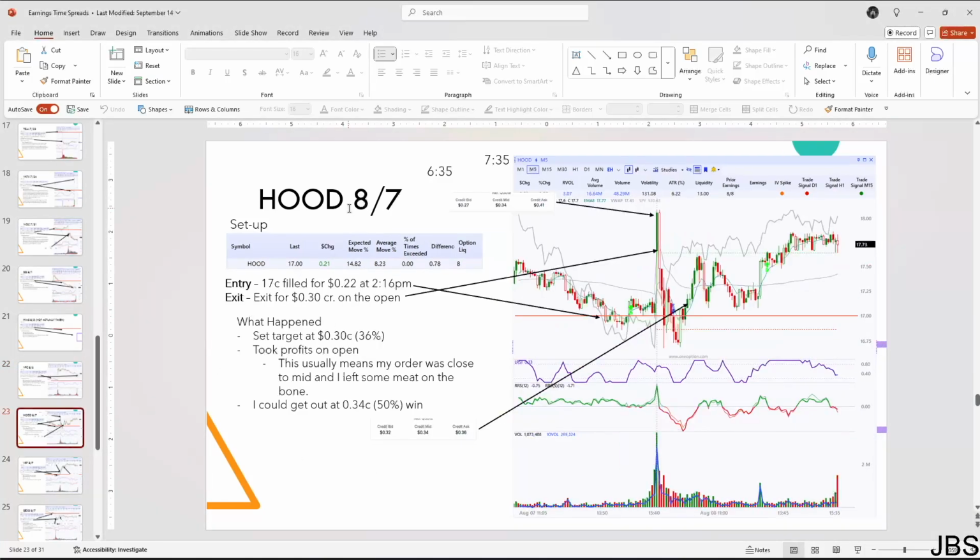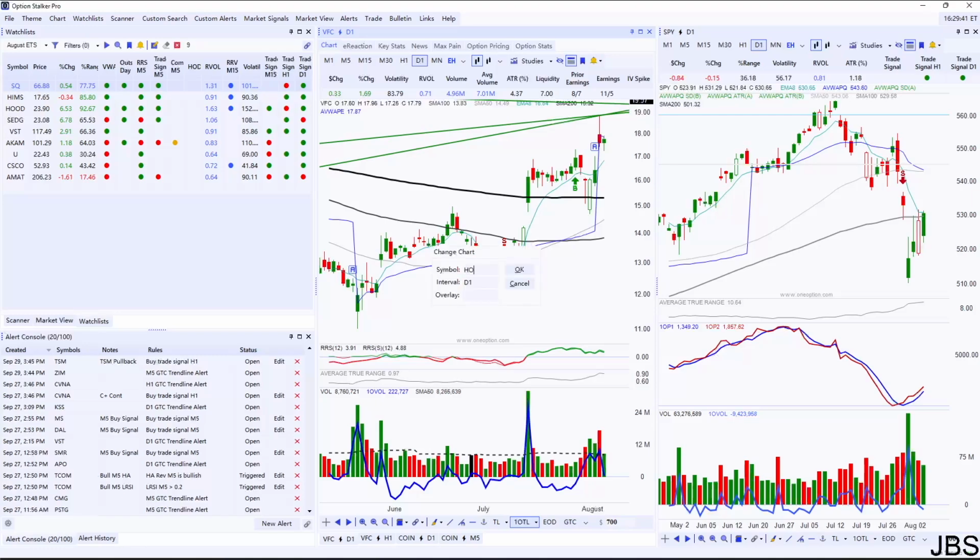Next pick I had here was Hood on 8-7. So I entered Hood, took the $17 calls for a 22-cent debit. And then I managed to exit that on the open for a 36% gain. So about an average gain over here. And I did have a chance to take more of a 50% win had I let it come in a little bit. But that happens.